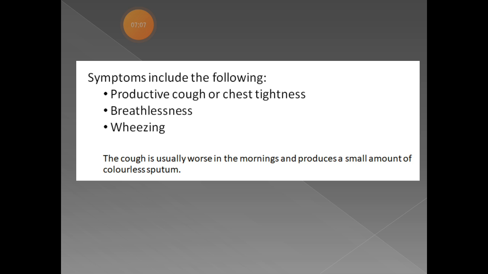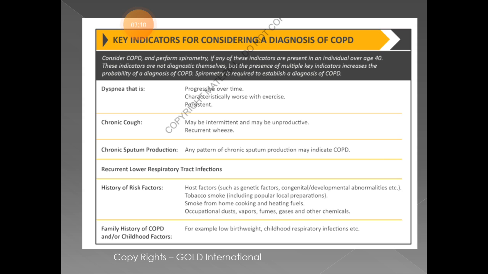These points are needed for your exam. And I have taken this picture from the GOLD guideline. They have incorporated these same symptoms with a bit more elaboration. There they said dyspnea is progressive over time, characteristically worse with exercise, and persistent. And then they say there's chronic cough and chronic sputum production. They have also mentioned other points, like family history of COPD and childhood factors: low birth weight and childhood respiratory infections are key indicators for considering a diagnosis of COPD.